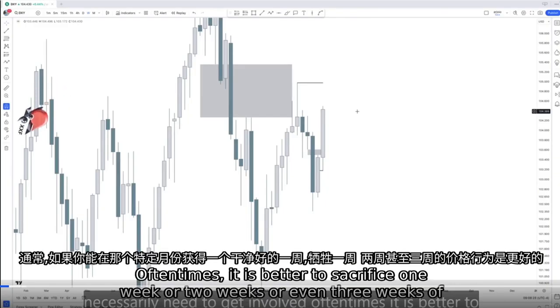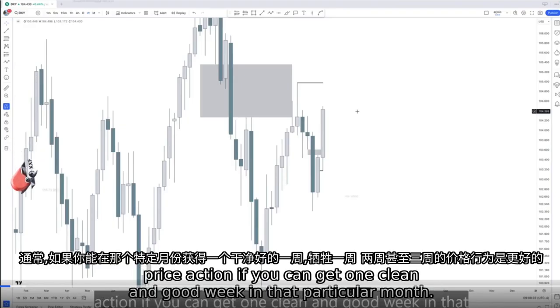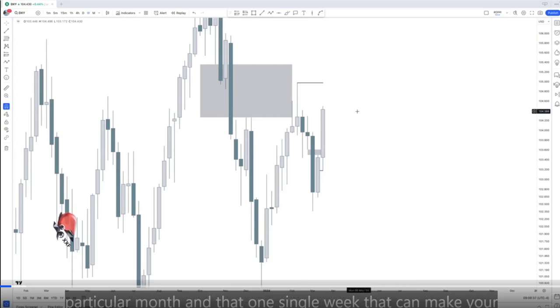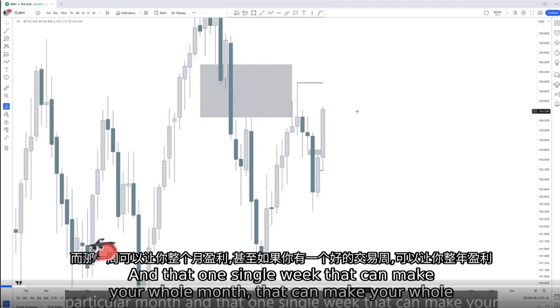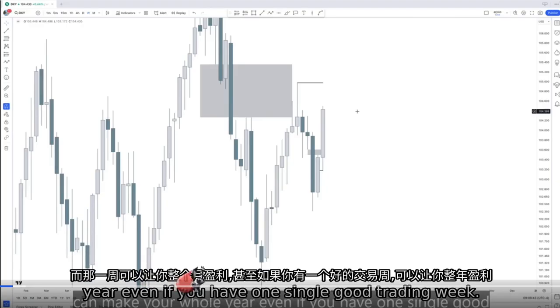Oftentimes, it is better to sacrifice 1 week or 2 weeks or even 3 weeks of price action if you can get one clean and good week in that particular month. And that one single week can make your whole month, that can make your whole year, even if you have one single good trading week.